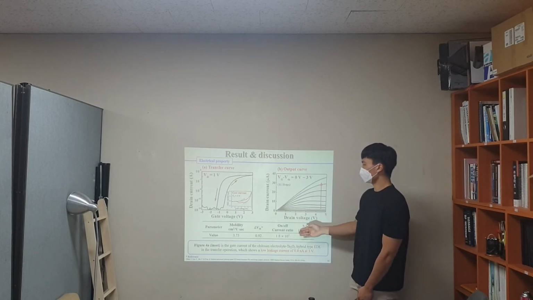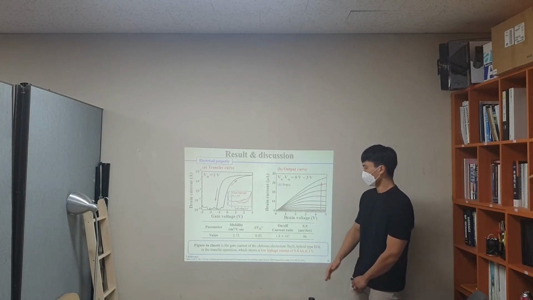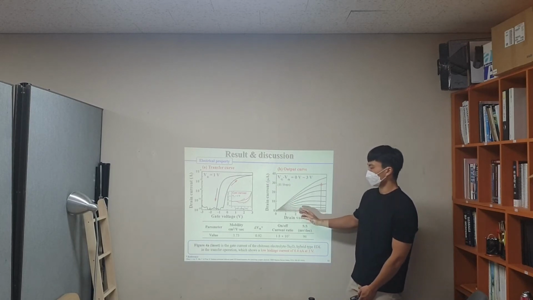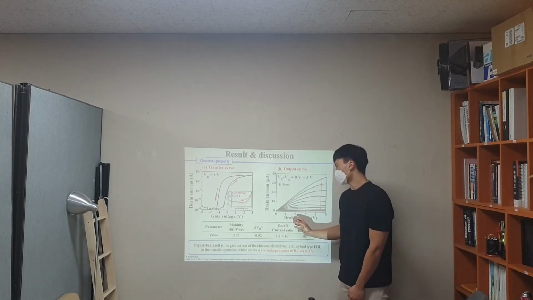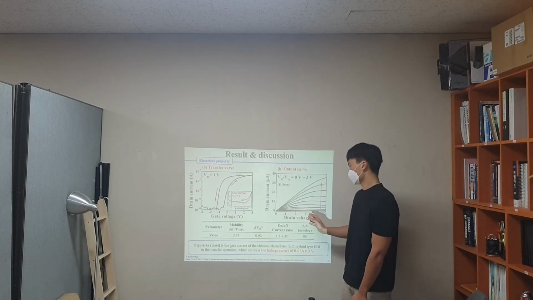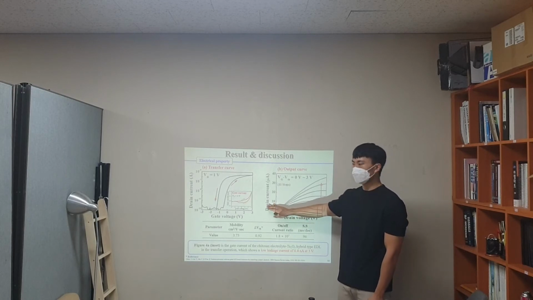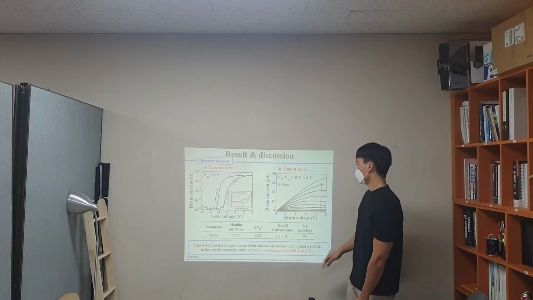Figure B shows the output characteristic. At the low drain voltage region, it indicates the ohmic contact between the IGZO channel and the titanium source drain electrode. As the drain voltage increases, the drain current saturates and exceeds a pinch-off.